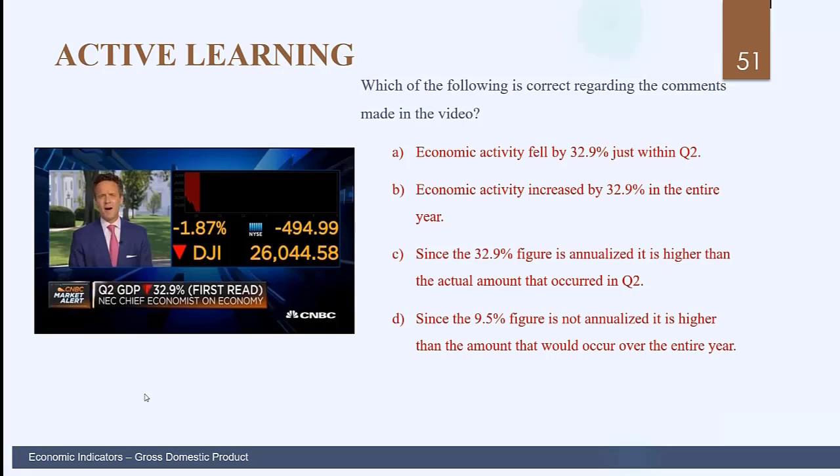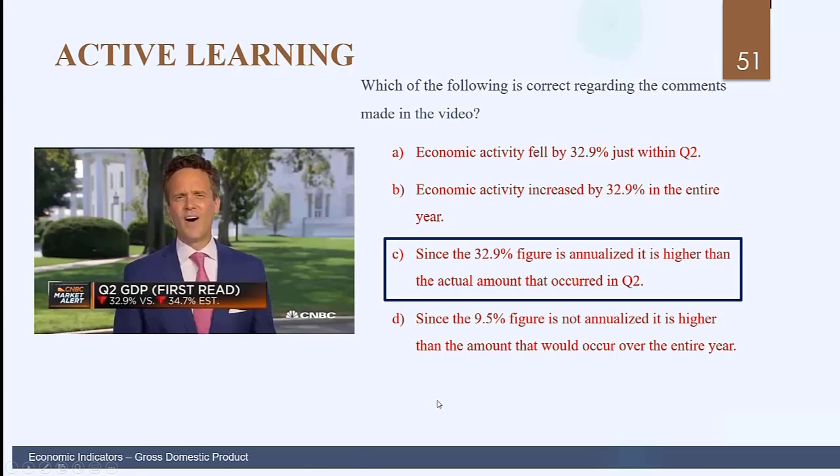C says since the 32.9% figure is annualized, it is higher than the actual amount that occurred in quarter two. That is actually the correct answer. So, as we learned before, the reported figures usually are, well, in Canada and the US, they're reported as annualized. So it's just put into a yearly context. You can simply divide it by 4 to get a rough estimate of what the actual drop was in the quarter that it's referring to. And so in this case, it was roughly 9%. So the correct answer here is C.